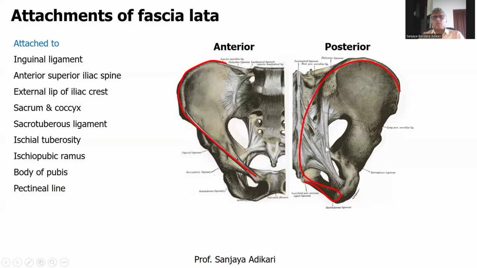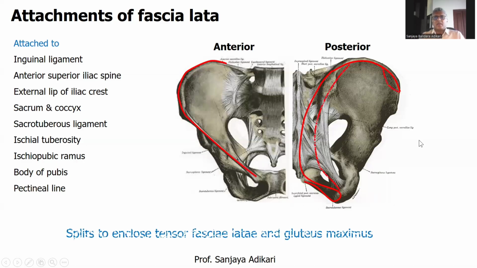Now there's another important point. This fascia lata splits to enclose two muscles. One muscle here in front, the tensor fasciae latae muscle, which is an important abductor of the hip joint. Then the other one is the gluteus maximus muscle here at the back. Now because of this splitting, both layers are attached to the sacrotuberous ligament also. Okay, so other than the bones, it is attached to the ligament as well.